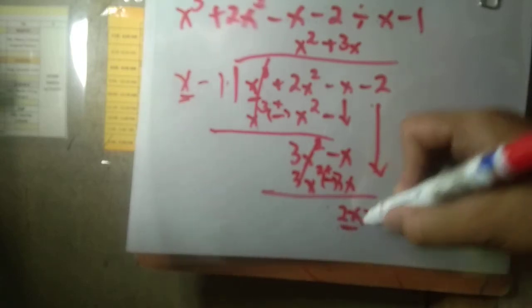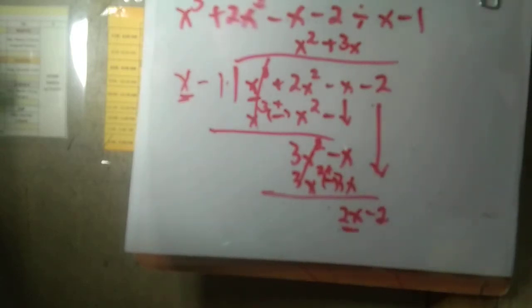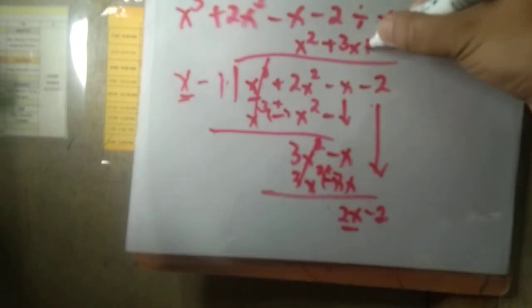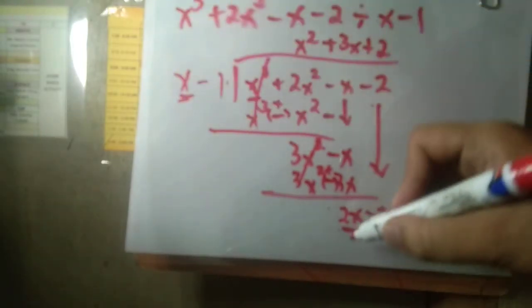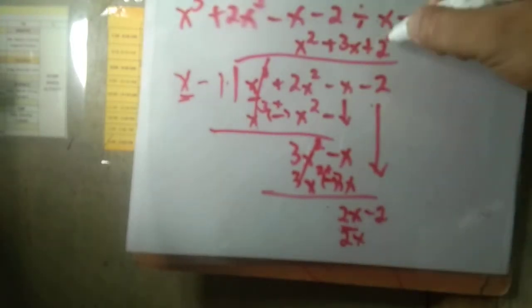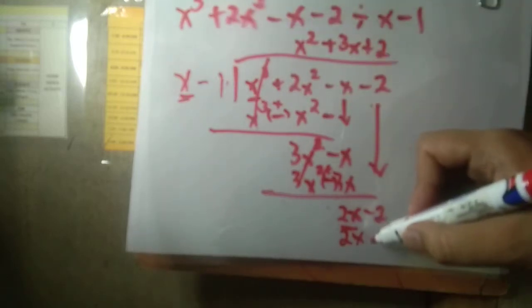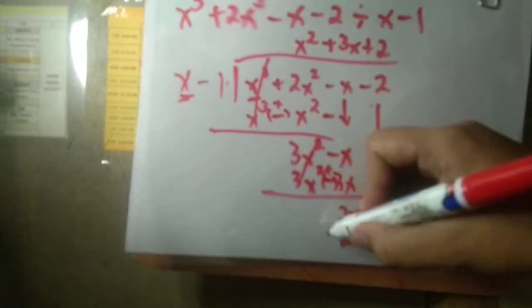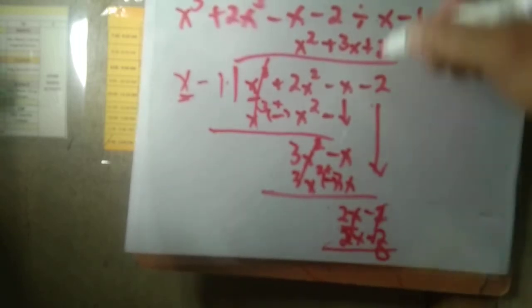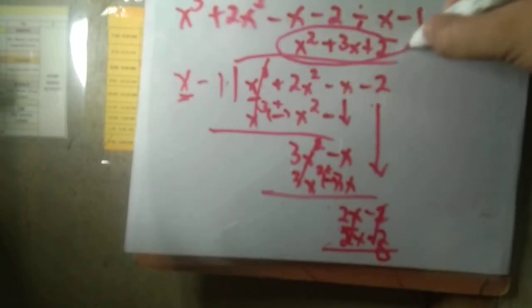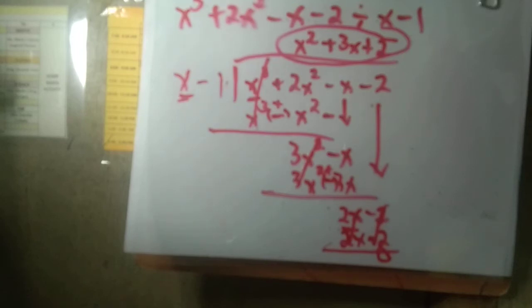Then again, we will be dividing again 2x by x. So 2x divided by x is 2. 2 na lang matitira. So then 2 times x is 2x. 2 times negative 1 is negative 2. So, obviously, when you subtract them, this becomes 0. Okay, so your final answer would be x squared plus 3x plus 2. So, that would be the long method.